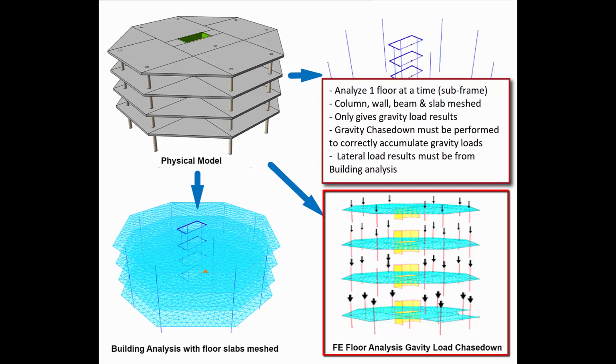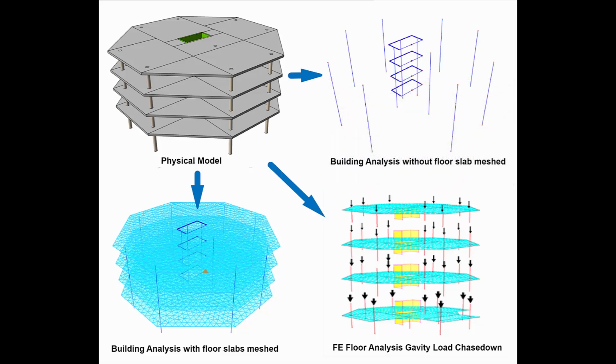However, this chase down can only provide gravity load results. Lateral load results must be obtained from building analysis. Hence, the need to run building analysis first, before performing FE floor analysis. Generally, FE floor analysis method is more complicated and longer and is usually used for specific reasons where subframe analysis is required or preferred. For example, FE floor analysis may be useful to analyze and design slabs by meshing of one particular story, as slab is usually designed only for gravity loads.